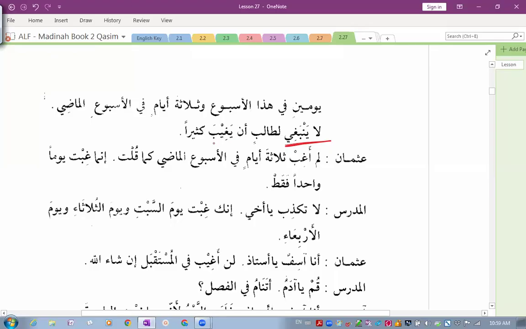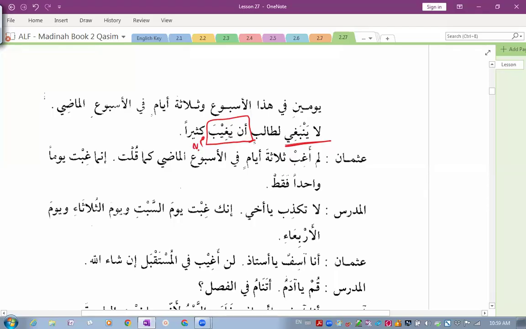So this is our masdar muawwal coming over here as a mafulun bihi for yambagi, which is to be suitable. So what is not suitable is absence. This is mafulun bihi.